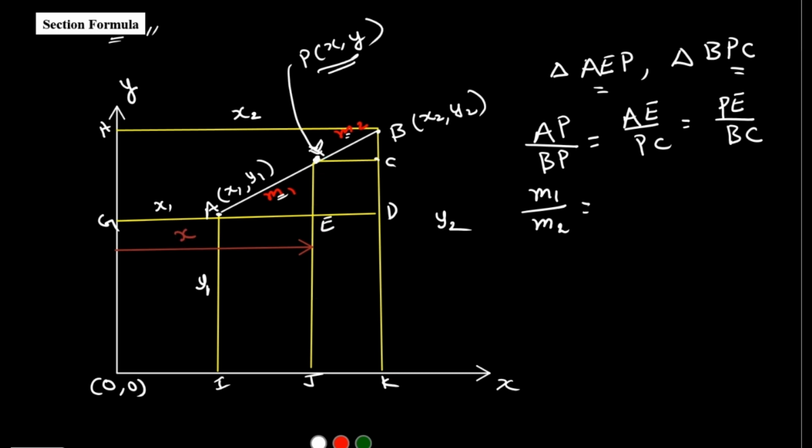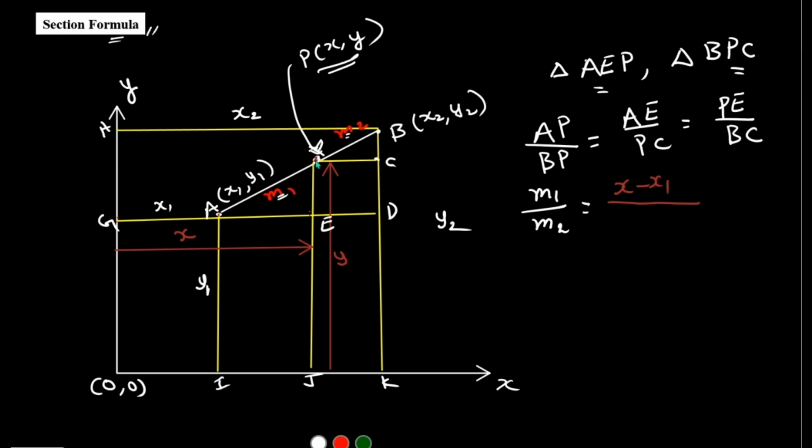Similarly, what is this distance? Let me draw another line from here to here. What is this distance? y, right? Now you have to find the distance A to E. We know the full distance from here to here is x, and from here to here is x1. So the A to E distance is x minus x1. That's the reason AE is x minus x1, divided by PC.